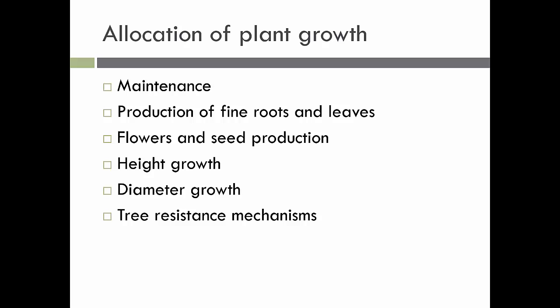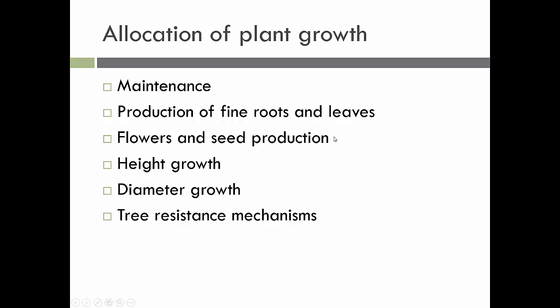So how do plants allocate growth? They allocate growth in a variety of ways. When we think about plants, first off, they have to do maintenance, and that means respiration. That means all this kind of background stuff. Then they can produce fine roots and leaves. We need roots for water, we need leaves for photosynthesis. So first we have to do all that background respiration. Then we can produce more roots for more water or leaves for more photosynthesis.